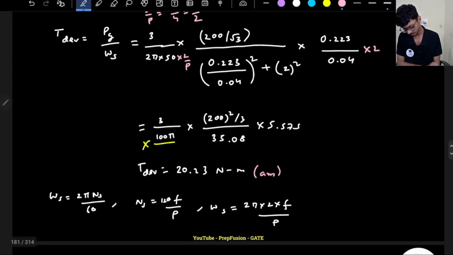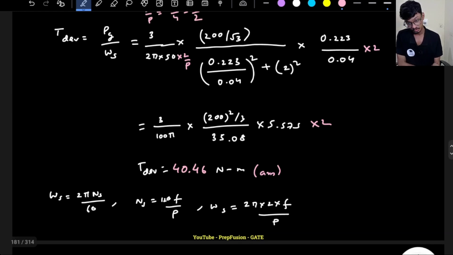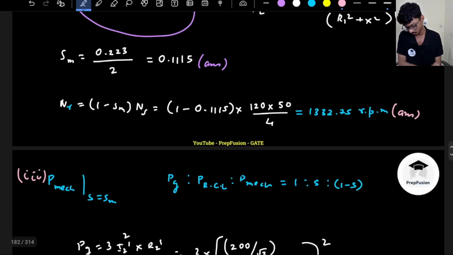So this will be multiplied by 2 basically. So this will become 20.23 into 2, so 40.46 Newton meter. So this is the answer for this question. I was really wrong. I am really sorry.